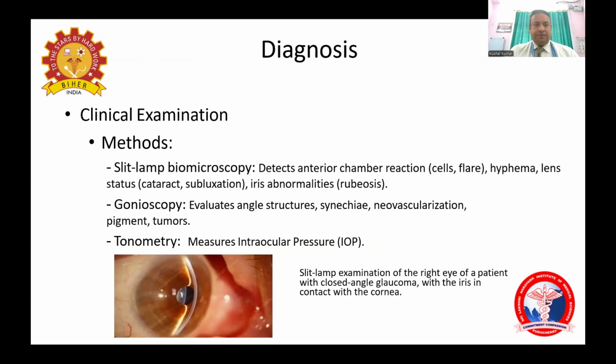How do we diagnose this condition? So you have to go through the basic things like slit lamp biomicroscopy, with which you can identify anterior chamber reaction in the form of cells or flare. There could be hyphema. You should always assess the lens status and rule out cataract or subluxation, and iris abnormalities like rubeosis. You need to do a gonioscopy to evaluate the angle structure, the synechiae, neovascularization, pigments, and tumors. And most importantly, you also need to do a tonometry to measure the intraocular pressure.